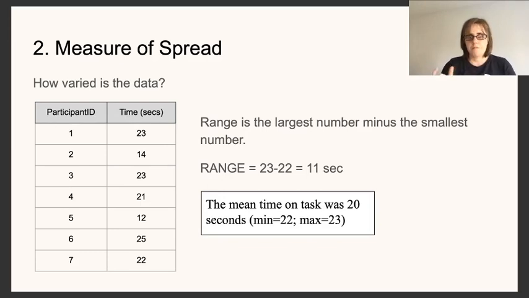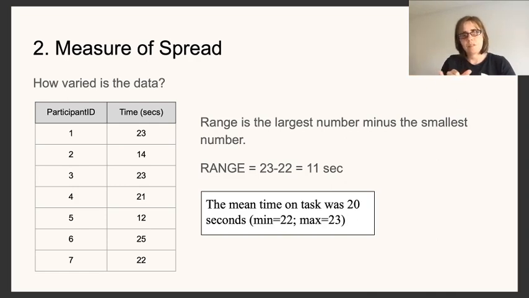So what is that variation? What's the measure of spread? What we often want to report is an average or a mean, but then we want to say, well, that's the mean of this whole range of values. If I was writing it in a paper, for example, I might say the mean time on task was 20 seconds, and then put in brackets, minimum is 12, and the maximum was some other number, 23. So imagine those were my ranges. I would have a range of 11 seconds.